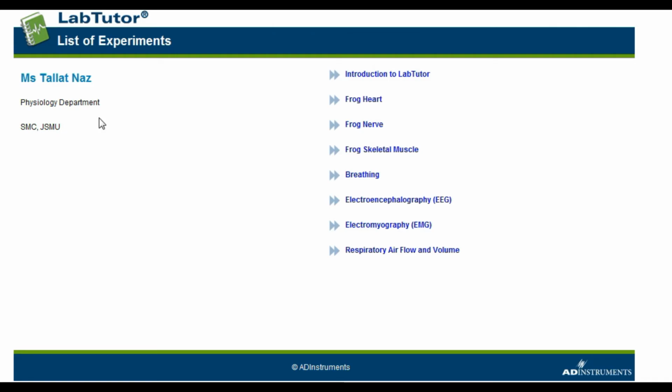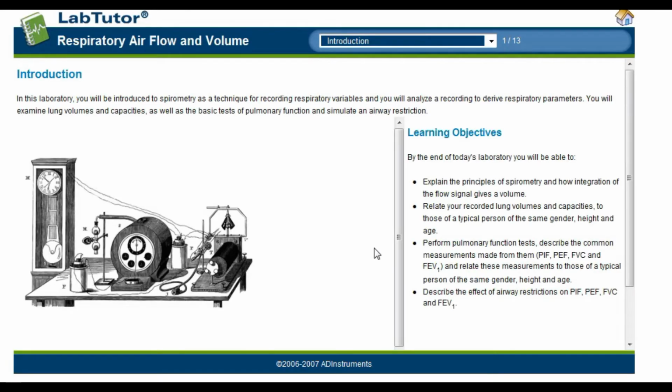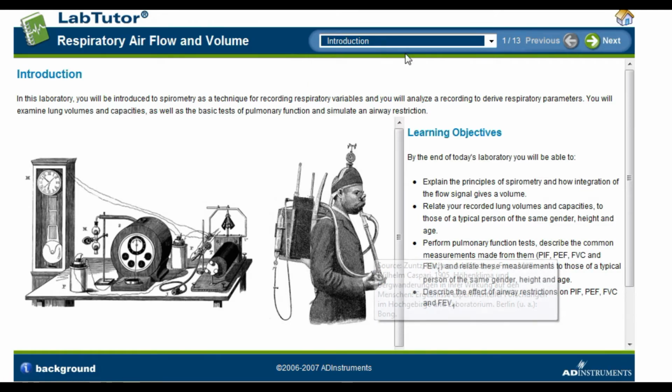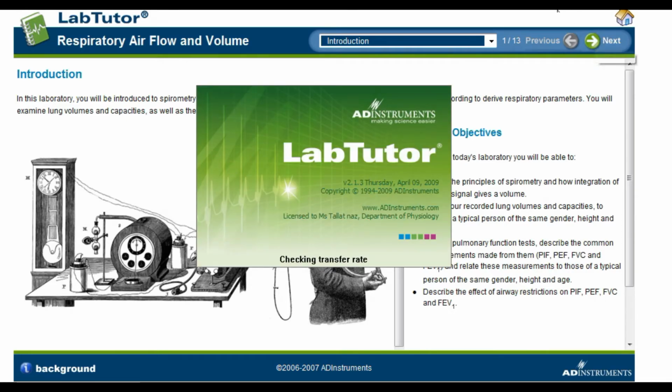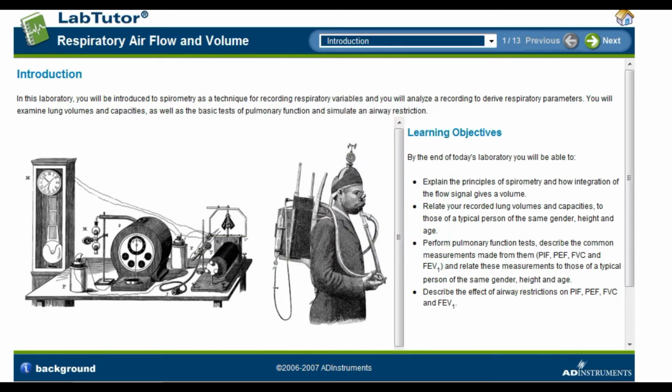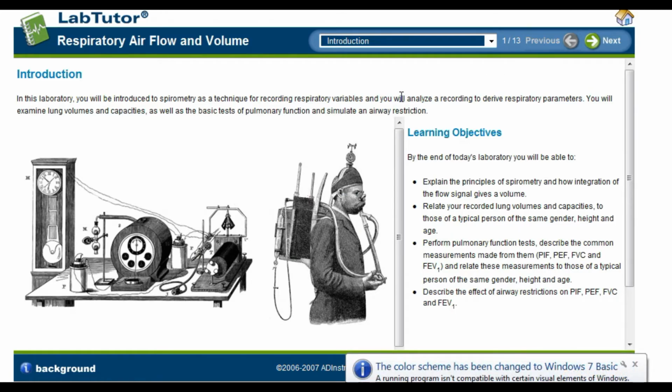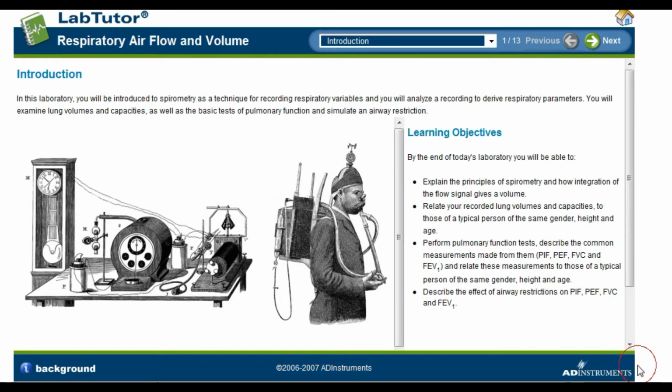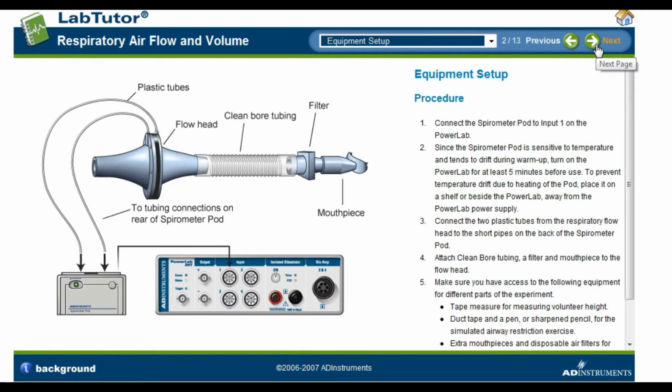So this is the screen for the lab tutor. This is a list of experiments. From here we will go to the experiment respiratory airflow and volume. After clicking, another page will open, and then we will go to the next page. So here the lab tutor is going to start, and it will take some time in opening. So this is how it is connecting with PowerLab.